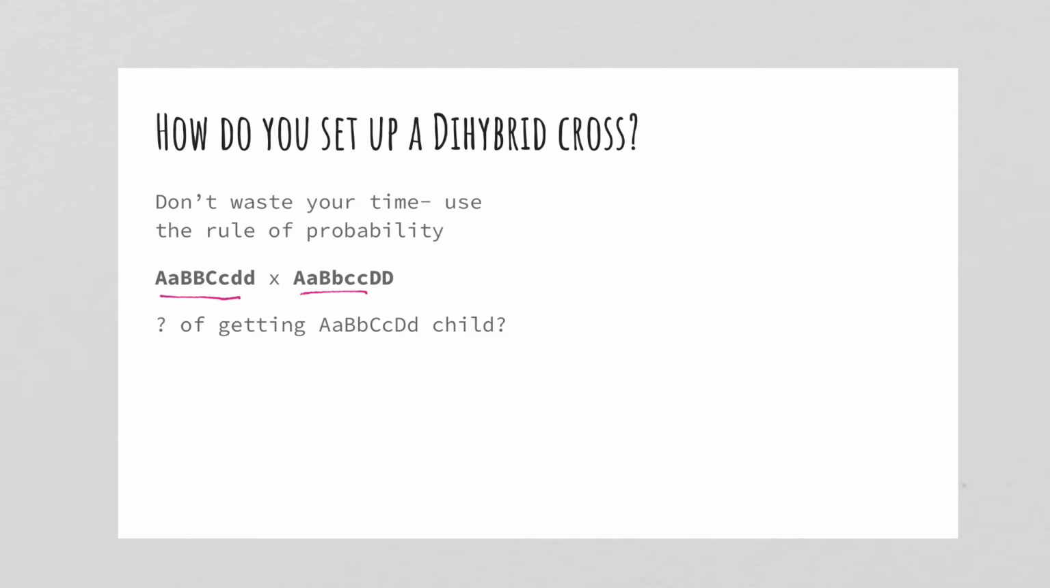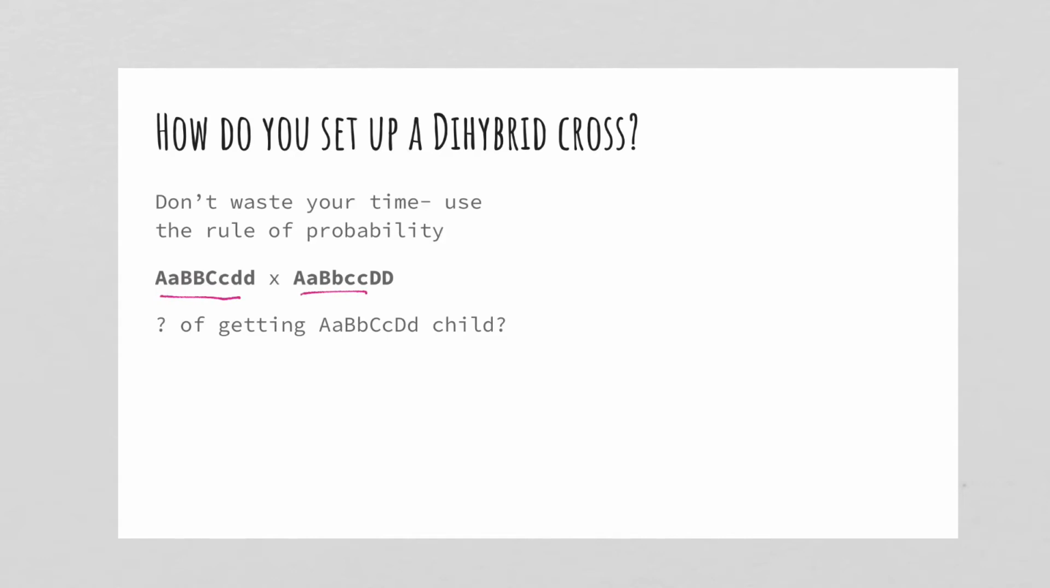You probably made a huge square to do this and figure it out, right? Don't have to. We can use the rule of probability. And for the rule of probability, I am going to do a Punnett square, but a really, really simple Punnett square, where I keep in mind the law of independent assortment: this gene combination is not going to influence this gene combination. So how do I do this?